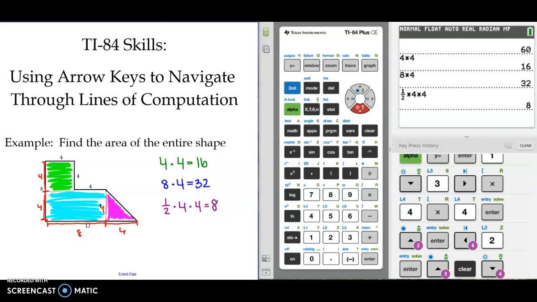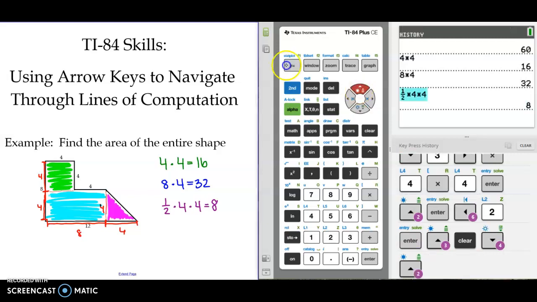Now here's another way that I can use the arrow buttons to help me out here. I want to add up those 3 numbers, 16 plus 32 plus 8. And while these numbers themselves would not be that difficult to just go ahead and type in, imagine if they were much bigger numbers, or maybe numbers that had a bunch of decimals at the end of them, or maybe they were fraction numbers that just take a little extra time to type in. It would be nice to be able to avoid having to type those numbers in over again. So that's kind of what we're getting at here.